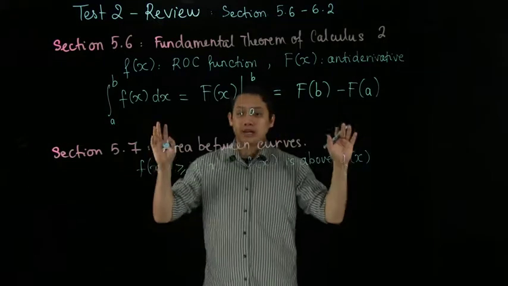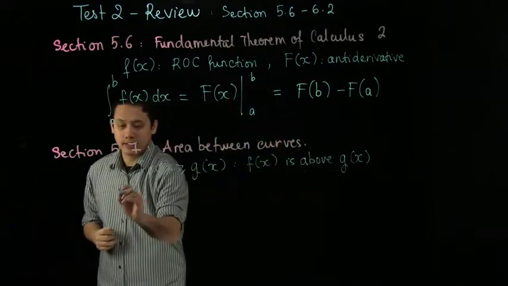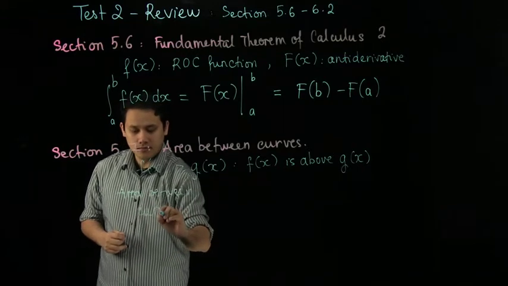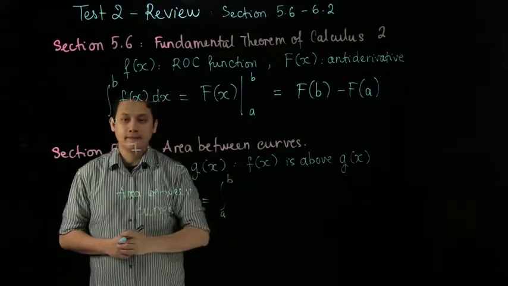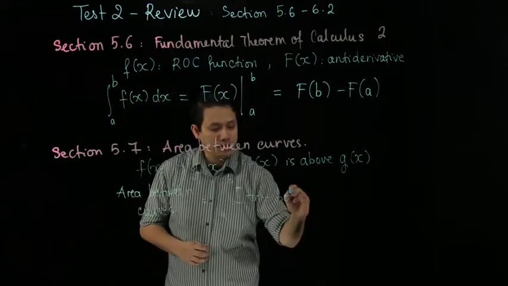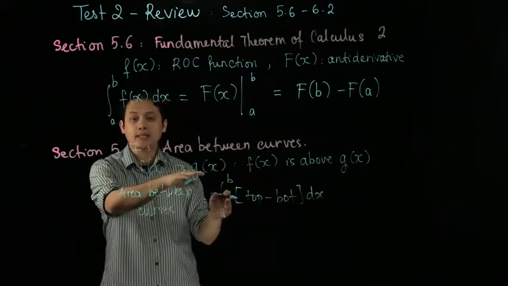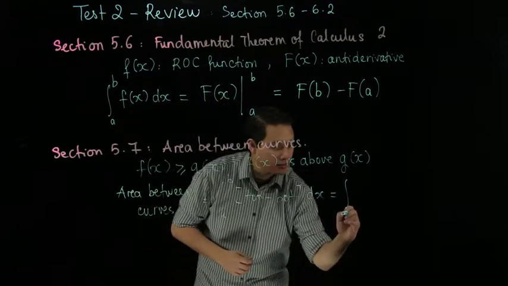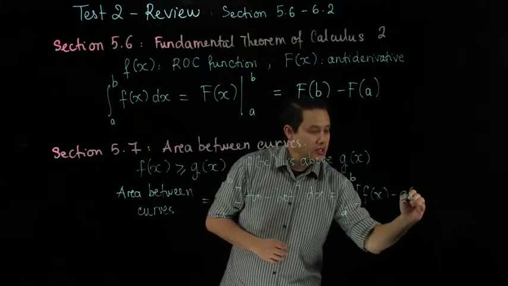And using the information that we got from definite integral, you can write the area between the curve formula as the definite integral from a to b of the top function minus the bottom function. And in this case, I assume that f of x is above g of x. So therefore, you have the definite integral from a to b of f of x minus g of x.